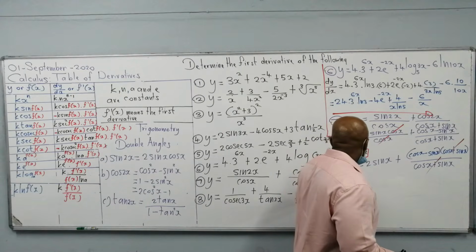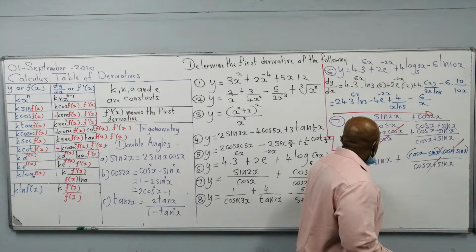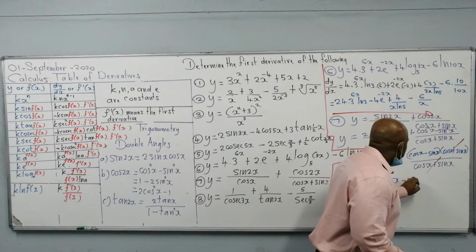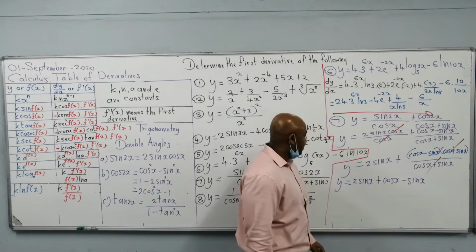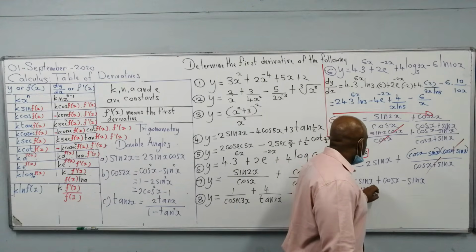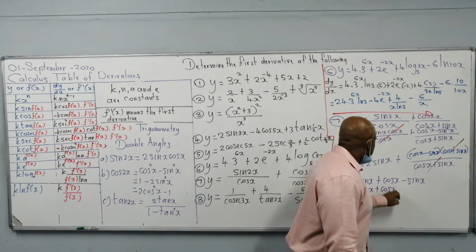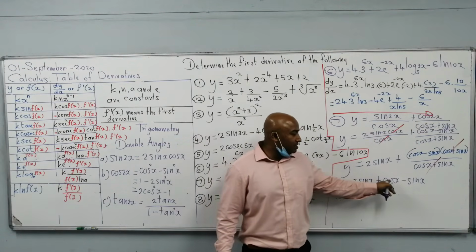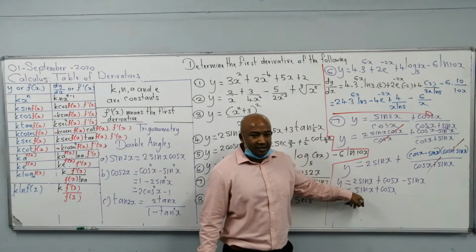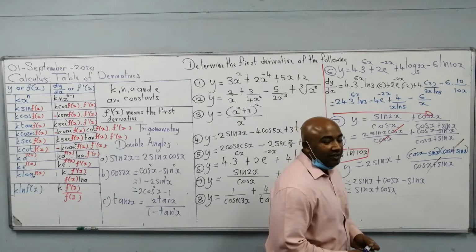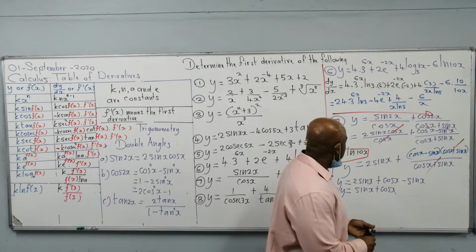What remains is y is equal to 2 sine x plus cos x minus sine x. So y is just equal to sine x plus cos x, because I got 2 like terms here. Can you see that 2 sine x minus sine x will give me just sine x? So that is all. Now I can find my first derivative there.